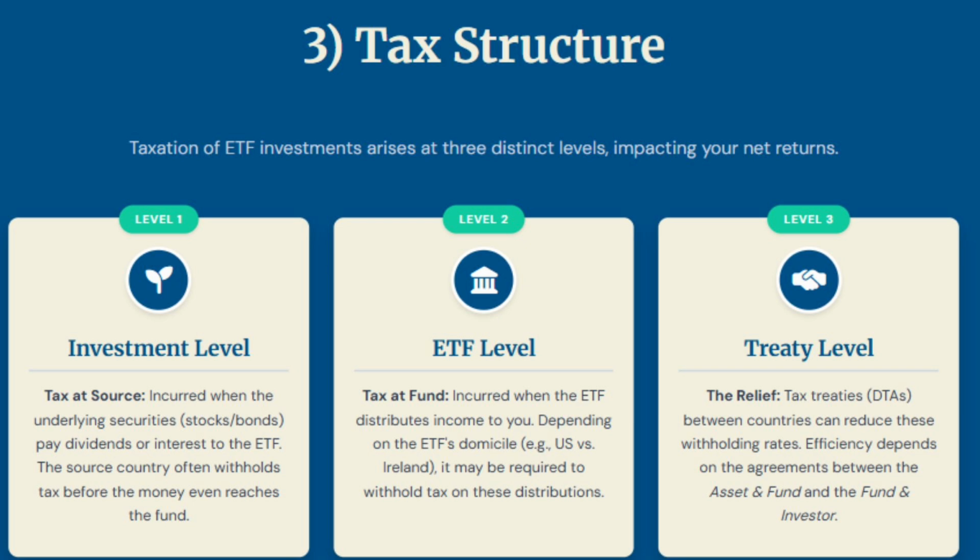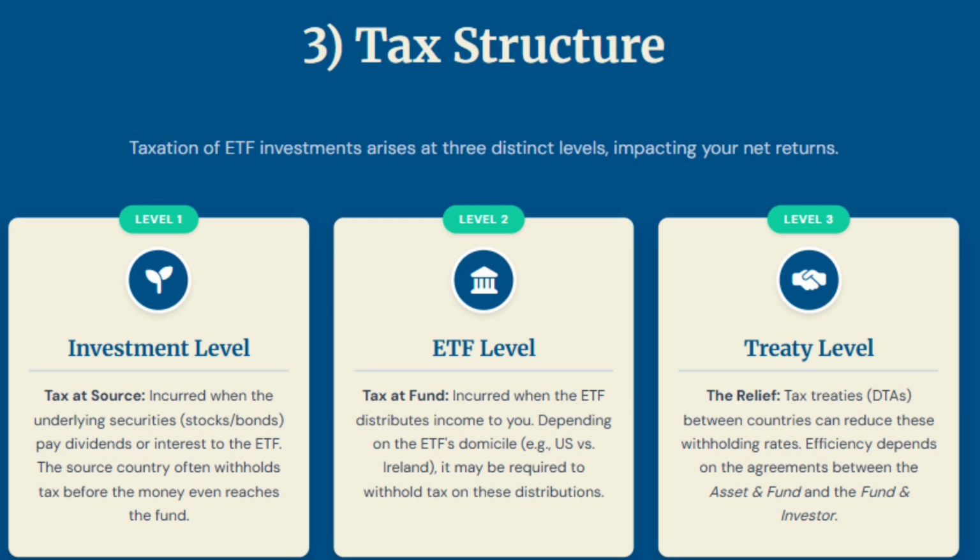Taxation of ETF investments may arise at three levels: the investment level, ETF level, and treaty level. At the investment level, shareholders may be subject to taxation on income and capital gains. Investor taxation depends on the investor's personal circumstances in their home jurisdiction. Withholding tax mainly arises in the country where the underlying equity or fixed income investments are domiciled.